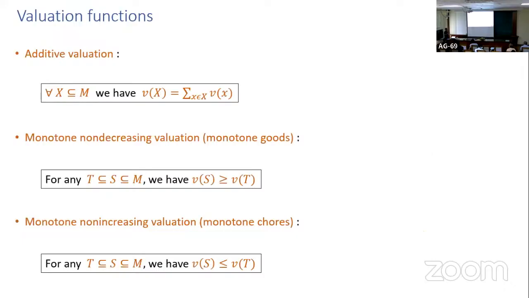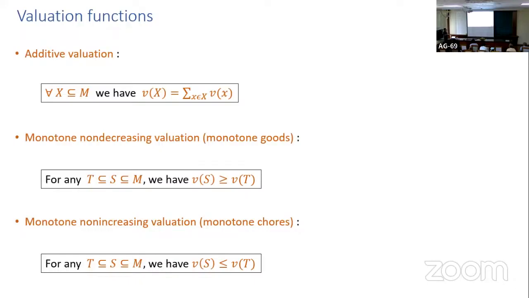There are different valuation functions studied in the literature, and these are the commonly encountered ones. A valuation function is additive if the value of a subset is just the sum of the values of the individual items present in it. We say that a valuation function is monotone non-decreasing if for any two subsets S and T, where S is a subset of T, we have v of S less than or equal to v of T. We also refer to this as monotone goods.